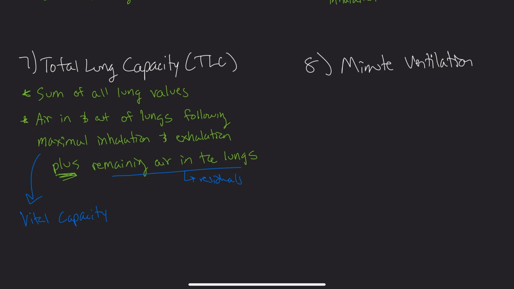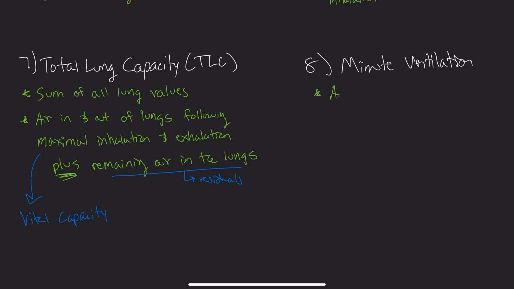Okay, lastly here we'll do number 8. Number 8 is going to be minute ventilation. With minute ventilation, this is the amount of air in and out per minute. So how you can measure this, the formula, if we know that this is taking normal breaths. A normal breath, we said, is our tidal volume.